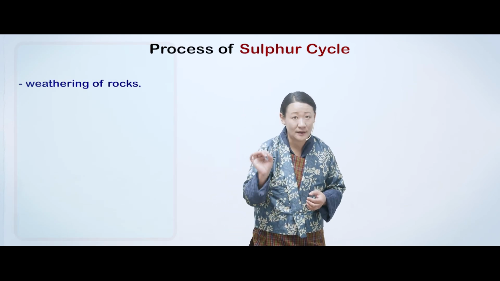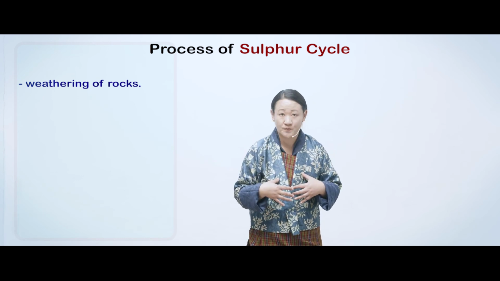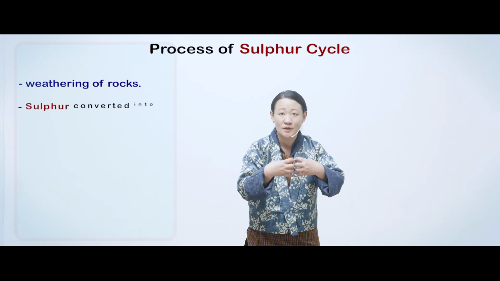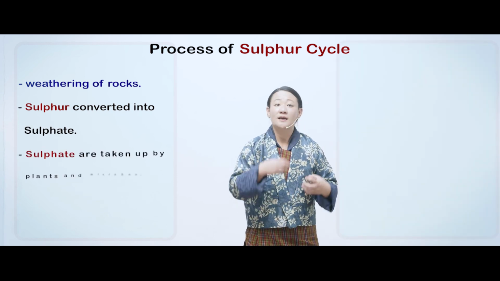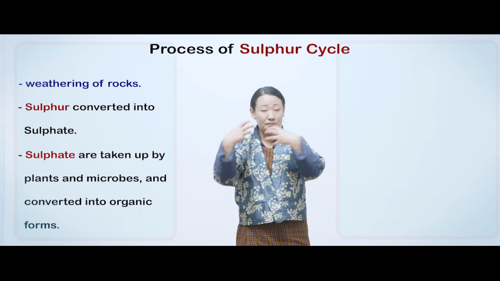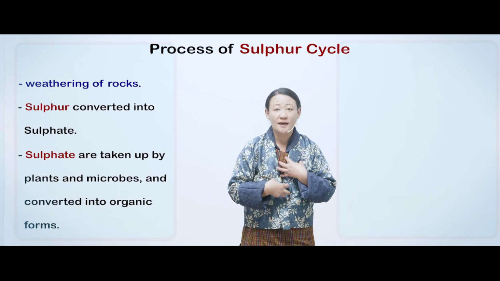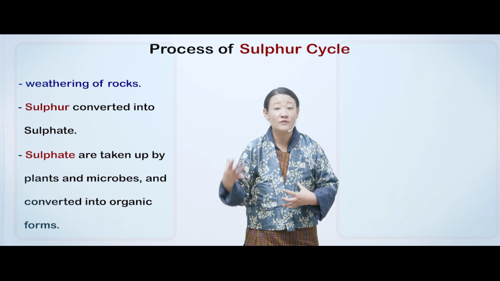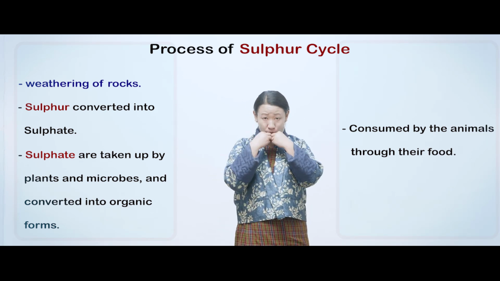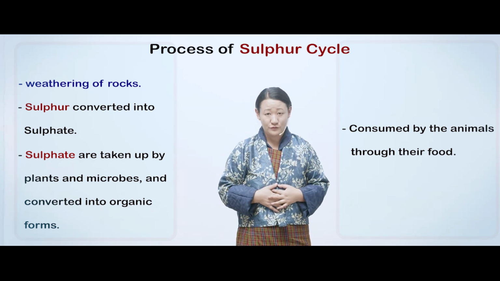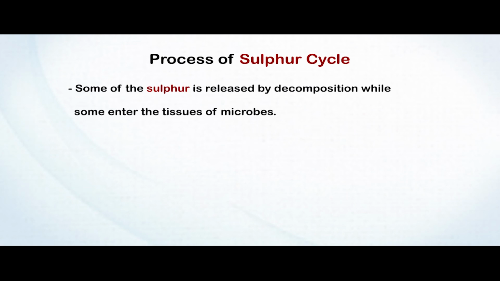Sulfur is released by the weathering of rocks. Sulfur comes in contact with the air and is converted into sulfate. Sulfates are then taken up by the plants and by the microbes and converted into organic form of sulfur. The organic form of sulfur is then consumed by the animals through their food. When animals die, some of the sulfur is released by decomposition process, while some enters the tissue of the microbes.